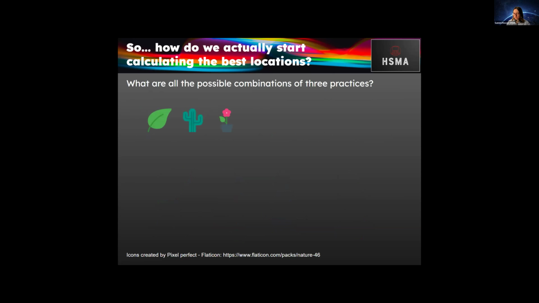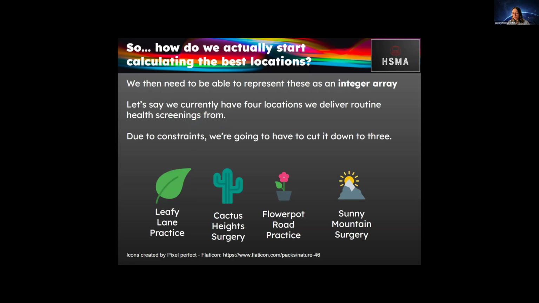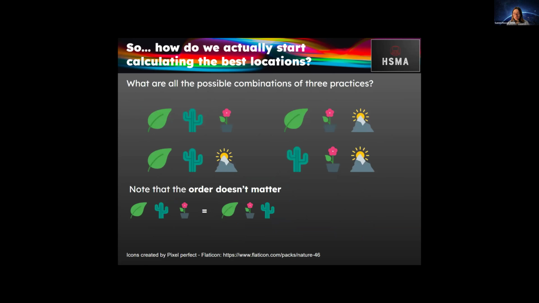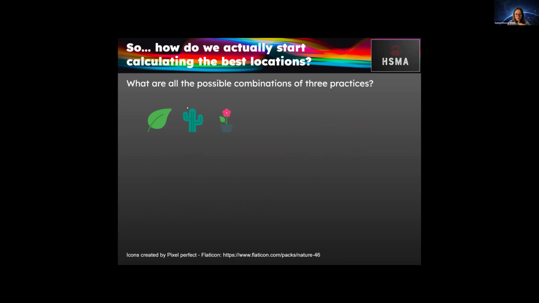So what are the possible combinations for a start of these 3 practices if we sit down and work this out? Well, taking 4 practices and only returning 3 of them, we have only 4 possible outcomes. So in this case, the order doesn't matter. It's important to notice that it doesn't matter if we've got Leafy Lane, Cactus Heights, and Flowerpot, or Leafy Lane, Flowerpot, Cactus. That's exactly the same in this situation. In some kinds of problems, that wouldn't be the same, but not in a geographic location problem. The order of the services doesn't make a difference. So 4 possible sites, in this case, 4 possible combinations of 3 surgeries.